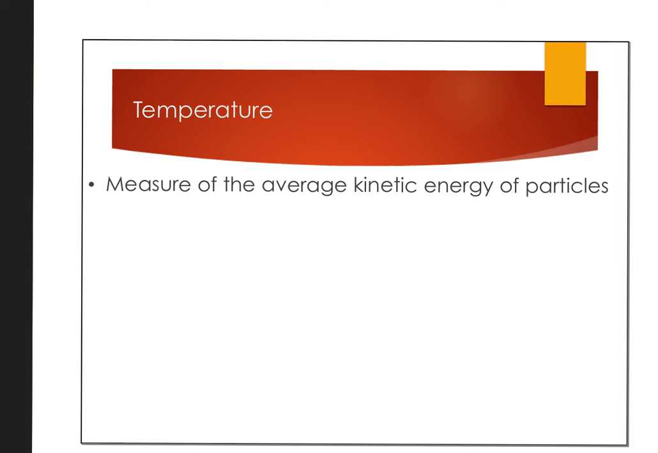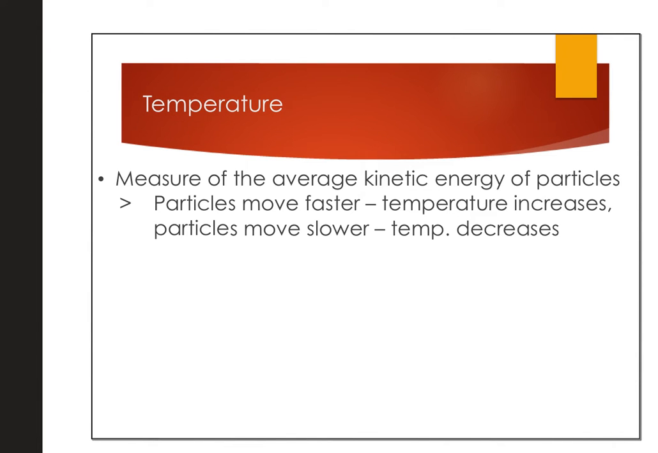or on the Regents. It's the measure of the average kinetic energy of particles. So when we take the temperature of something, we're actually measuring kinetic energy, which is energy of motion of the particles. So the energy associated with the particles moving. When particles move, they collide faster, and when they collide, they increase their energy, thus their temperature. And the opposite can also happen. When particles move slower, there are less collisions, so the temperature decreases.